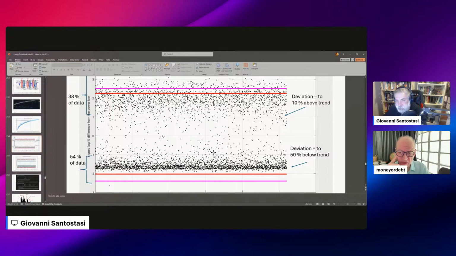So you're saying 54% of the data departs by at least 10% in the negative direction, right? Correct. And 38% of the data is upward by at least 10%. Correct. And only 8% of the data is within plus or minus 10%. Yeah. And the power law is here at 0.